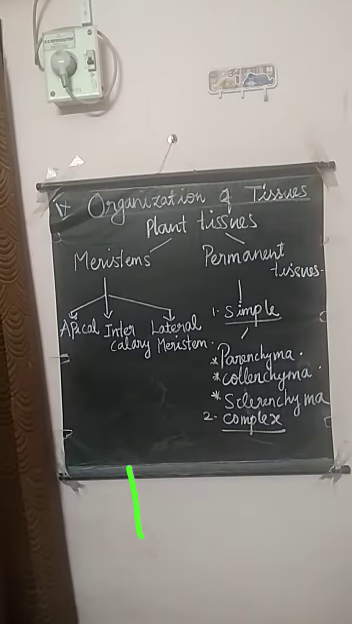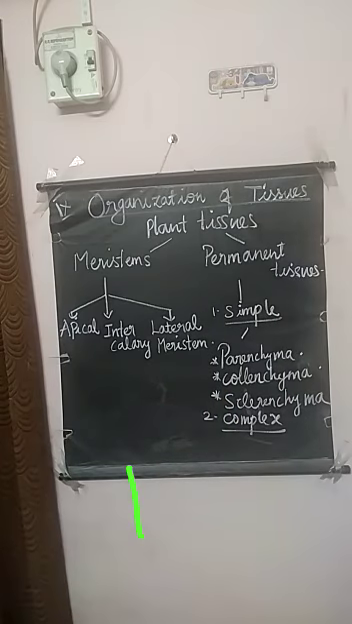The first one is meristems, and the next one is permanent tissues. Meristems are again classified into three: apical meristems, intercalary meristems and lateral meristems. Permanent tissues are again classified into two: simple tissues and complex tissues.